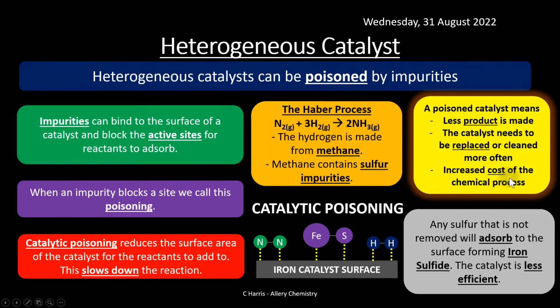So a poisoned catalyst, obviously less product is made, it needs to be replaced, or it can be cleaned if it's cost effective to do so. It increases the cost of chemical processing. So it's really important that, as scientists, we develop catalysts that can remove this process, or try and resist it, then that'll be ideal. And obviously this is why there's still huge areas of chemical research into developing much more advanced catalysts that can potentially clean themselves, through chemical reactions. So useful.